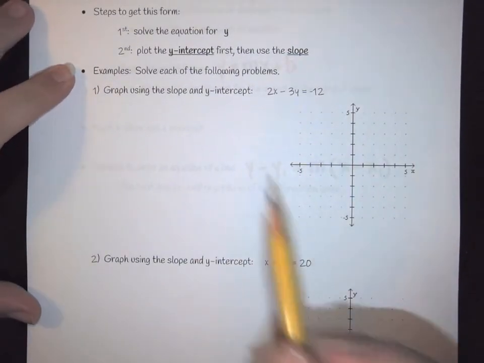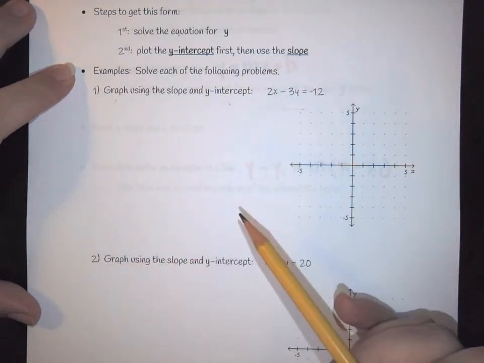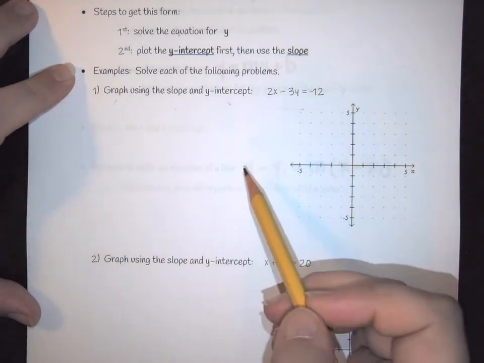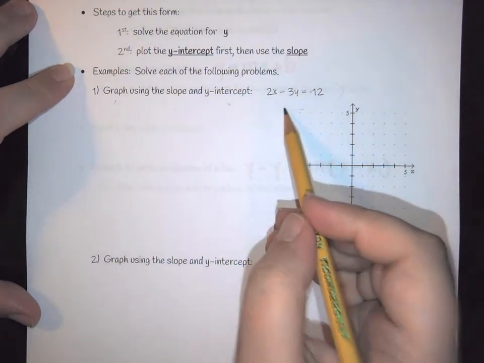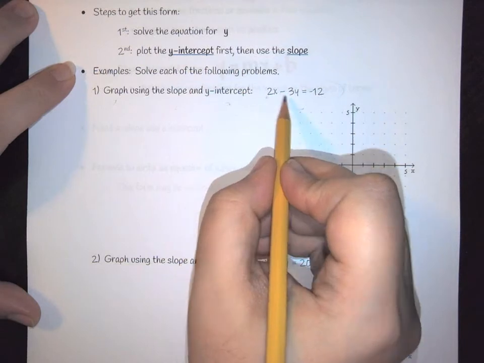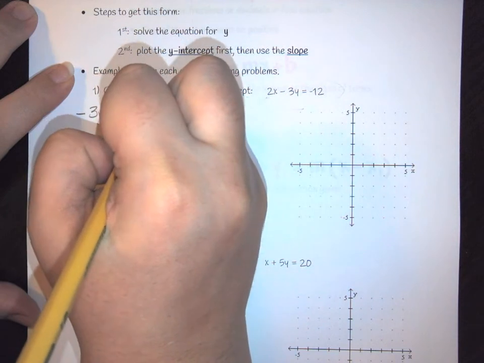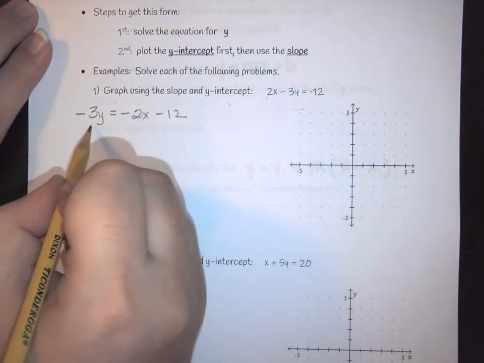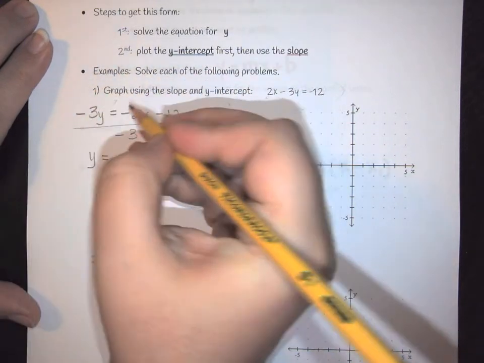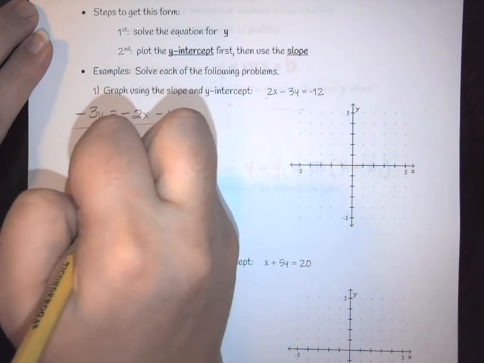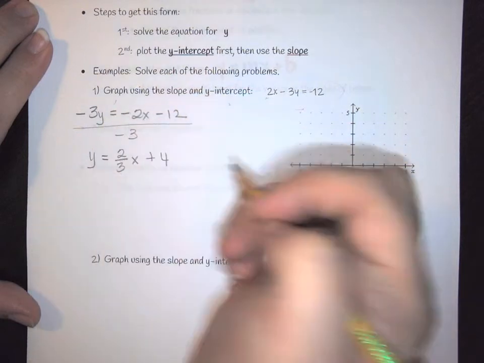So here we're going to look at graphing the equation using the slope and y-intercept of the given line here. So we have 2x minus 3y equals negative 12. So the first thing we need to do is we need to solve this equation for y. So I'm going to move my 2x, so this becomes a negative 3y is equal to negative 2x minus 12. I need to divide the whole thing by negative 3. Gives me y is equal to, again, negative over negative becomes positive, so this is 2/3 x. And then 12 over 3 becomes positive 4.